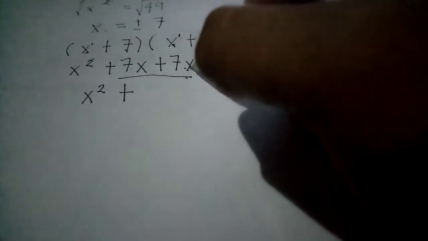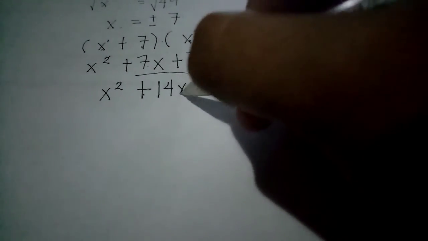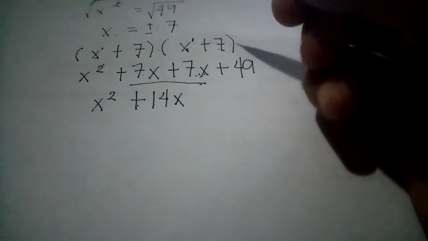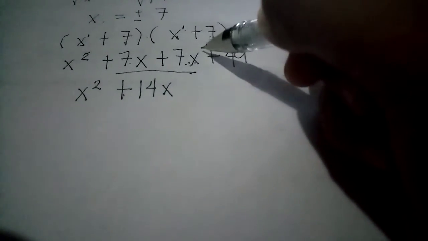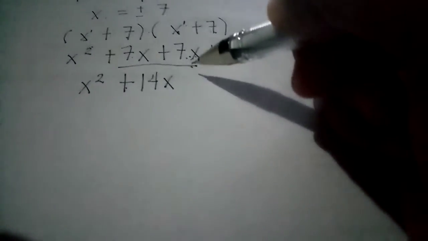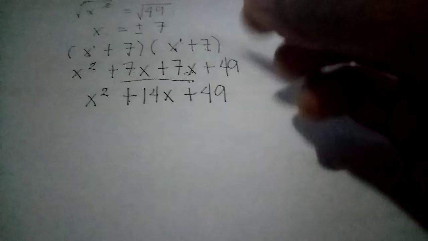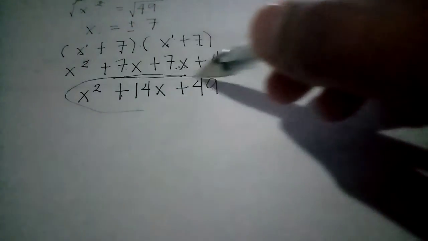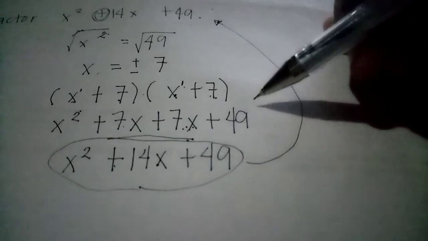They are like terms, like numbers, like signs. So, copy the positive sign, then add the number, positive 14. Then, copy the x, the variable x. Then, the law of exponent in addition is copy. So, you don't need to add the exponent. Just copy the variable and the exponent. Then, positive 49. As you can see, our answer here is equal to the given equation. So that our factor is correct.